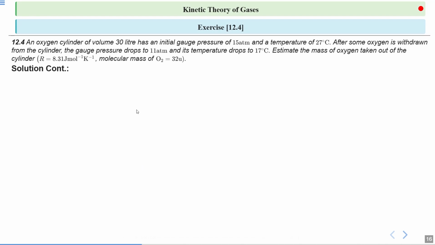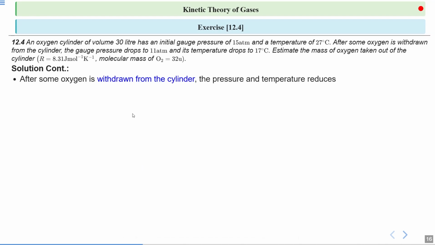Now, after some oxygen is withdrawn from the cylinder, the pressure and temperature reduce. So, let n2 be the number of moles of oxygen left in the cylinder, which represents the number of moles of oxygen left in the cylinder after some has been withdrawn.